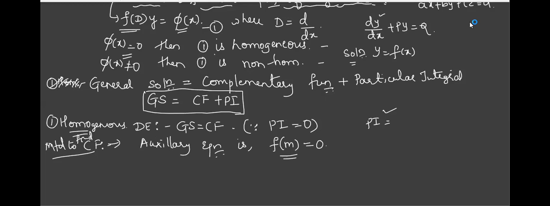Just see this part and this part. What can you see as the change? Instead of D you have m, and do you have any y here in this auxiliary equation? No. So this is the way to write an auxiliary equation. Wherever D is there, replace it with m. Don't write any y, and equate it to 0.